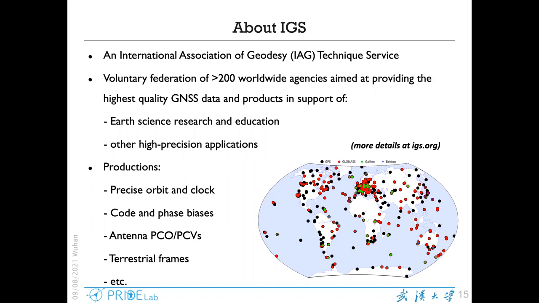Their products include the precise orbit, the clock and code and phase biases, which cannot be removed automatically in the PPP. So we have to make corrections on them to recover the integer property of undifferenced ambiguities. And then the antenna PCOs, meaning phase center offset and phase center variations, and some terrestrial reference frame product like the ITRF, IGB, IGB20, or something to be contributed to the international reference frame.